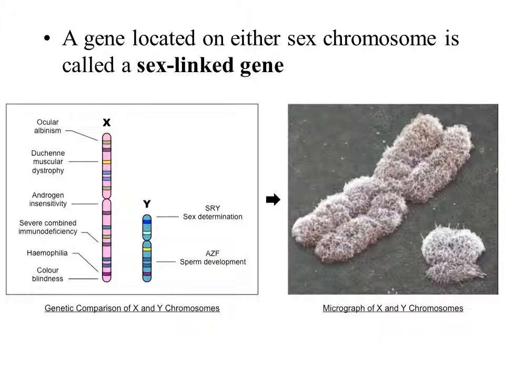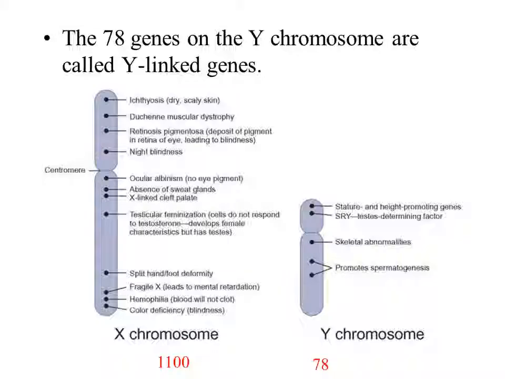A gene located on either sex chromosome is referred to as sex-linked. More specifically, if it's only on the X, we would say it's X-linked. If it's only on the Y, then we would say it's Y-linked. But if it's on either one of those chromosomes, we can call it sex-linked. The smaller Y chromosome has 78 genes. And all of these genes are referred to as Y-linked genes.